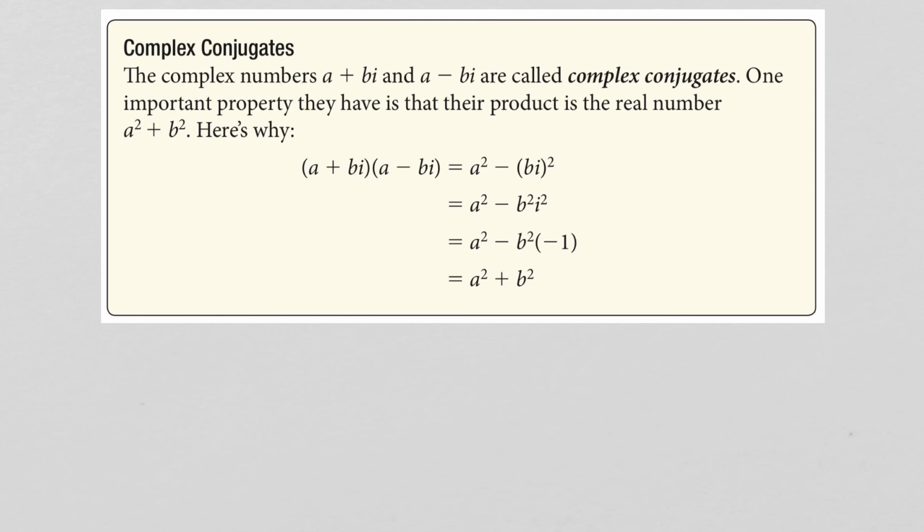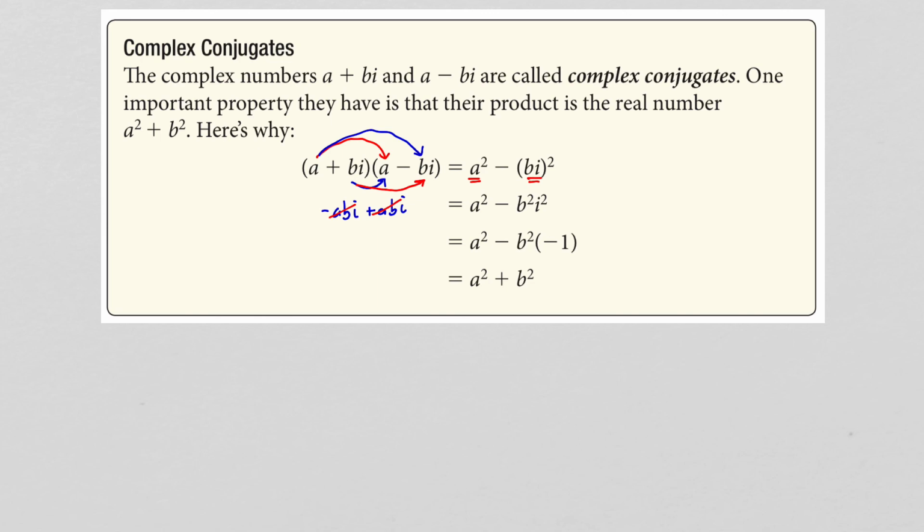Now, why is that? Well, if you go through the process to multiply these complex numbers, we do a times a, which is a squared. Then we do a times negative bi and positive bi times a. And those give you negative abi and positive abi, which end up canceling each other out. And then finally, we have negative bi times positive bi, which is negative bi quantity squared, like you see here.